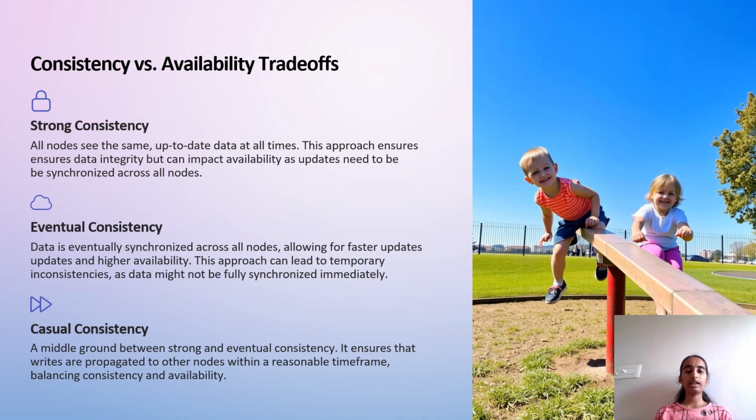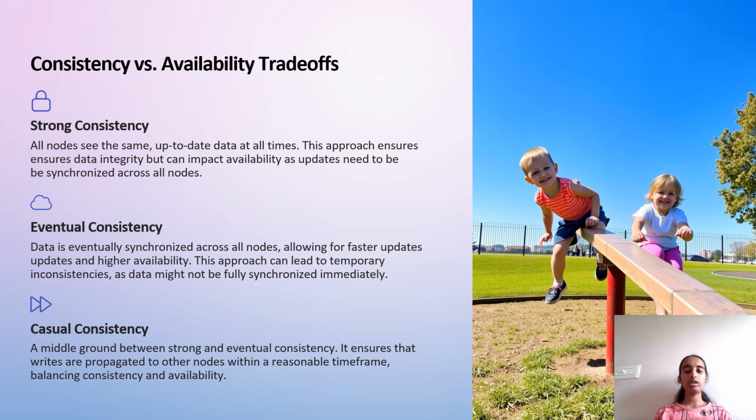Let's see the consistency versus availability trade-off. First is the strong consistency. All nodes see the same, up to date data at all times. This approach ensures data integrity but can impact availability as updates need to be synchronized across all nodes.